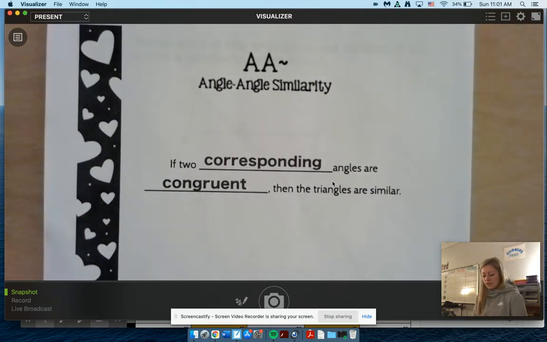Again, if we have two pairs of corresponding angles that are congruent, then they are similar. So again, they have to be in matching spots, but if they are congruent, then we have similar triangles. That is our big idea today.